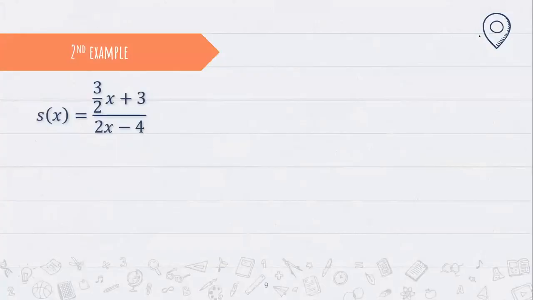Second example tayo, class. Okay, so we have s of x is equal to 3 over 2x plus 3 over 2x minus 4. I believe ito na yung simplified version niya. Tama ba? Yes. Ayan, yan yung simplified version niya, class. Okay, kung yan yung simplified version niya, class, let's find our x-intercept.